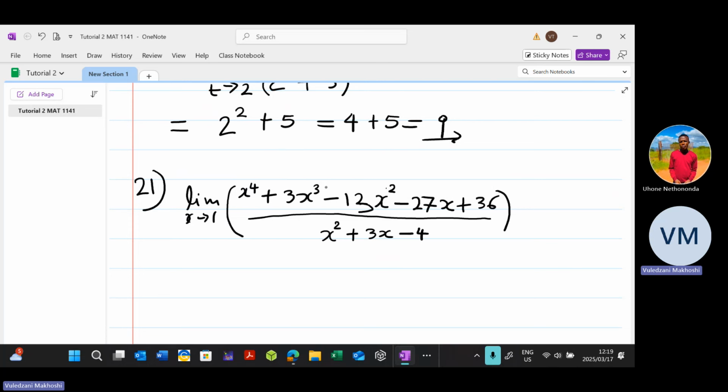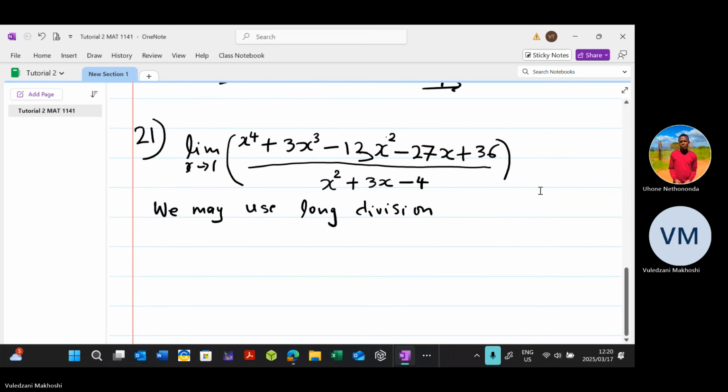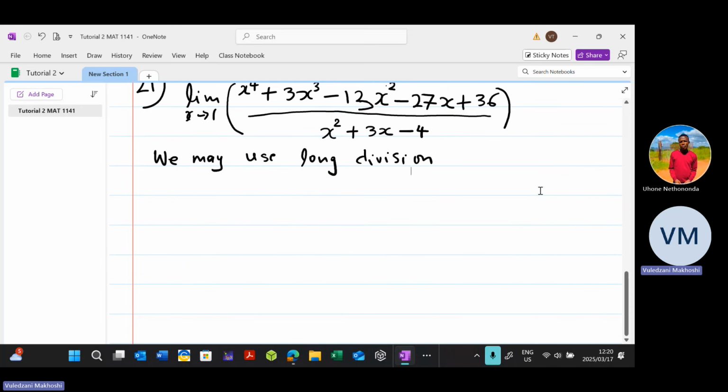Then we'll be required to factorize the numerator, which is not that easy as such. So one way of approaching this kind of problem is to use long division. Let me say here, we may use long division. So you will recall from grade 6 or so how long division works with numbers. In other words, maybe in grade 11, you also did this. We divide, we have x squared plus 3x minus 4.